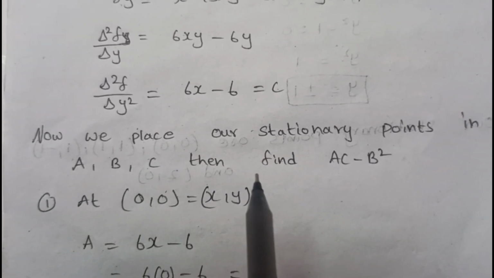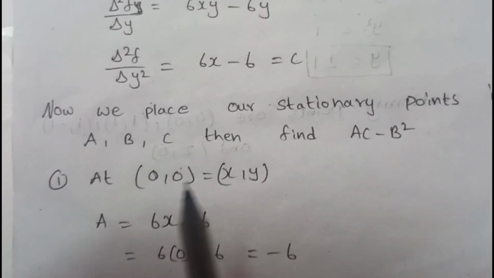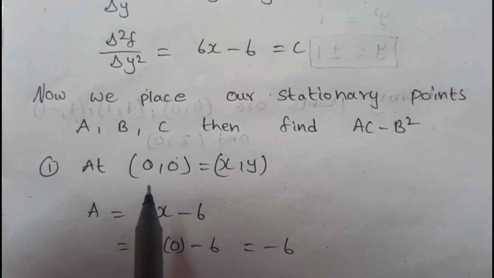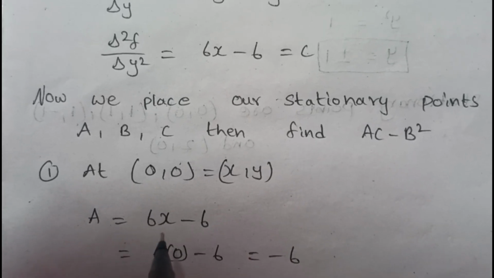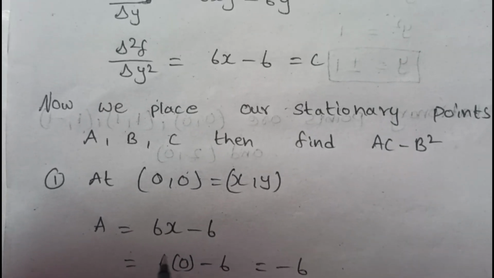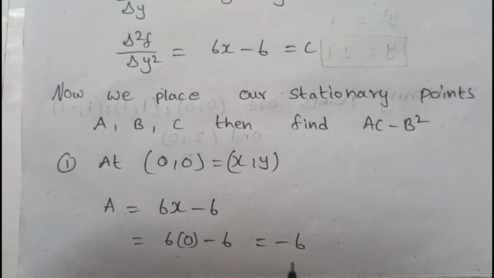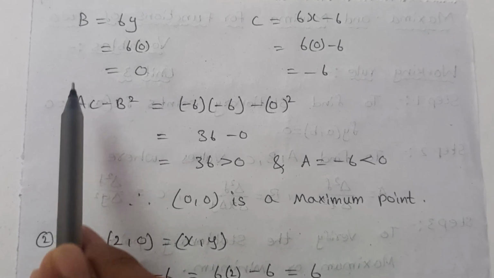So using stationary points, we find the AC minus B square answers. The first stationary point is 0, 0, equal to x, y. A is equal to 6x minus 6. We get this formula, so we place the value of x as 0 in that. So 6 into 0 minus 6 is equal to minus 6.